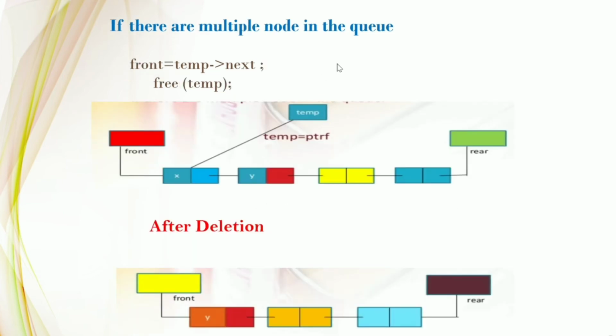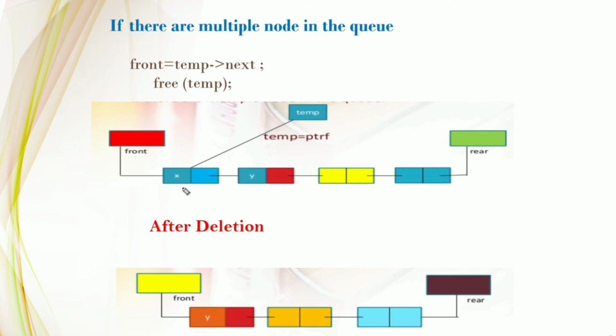If there are multiple nodes in the queue, then front points to the temp's next. We created one node, that is the temp, and front points to the temp's next. Temp is freed, like this, removed from the front only. We can remove the elements from the front, and we can add the element from the rear only. So front points to the next of the node and free the temp, this is removed.